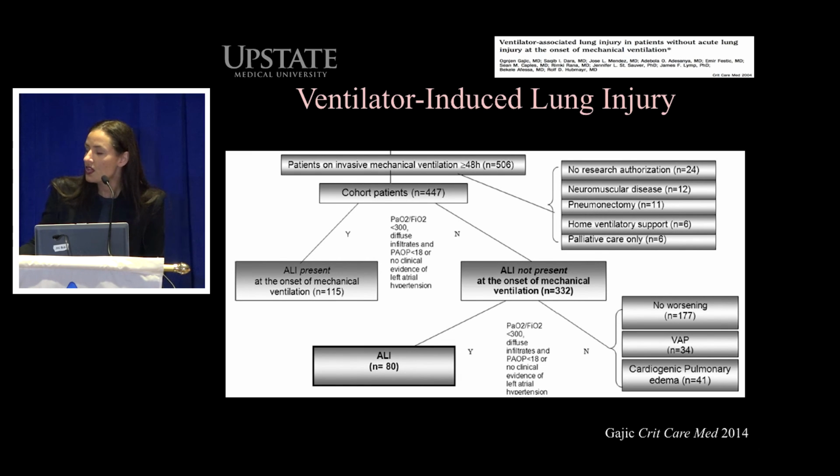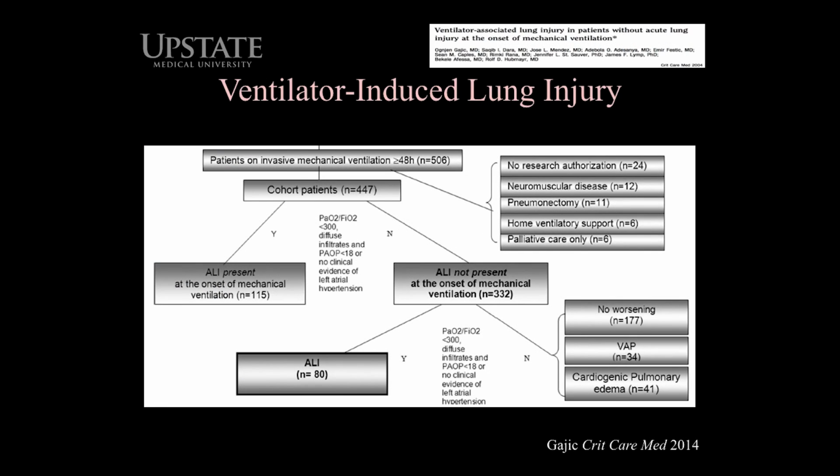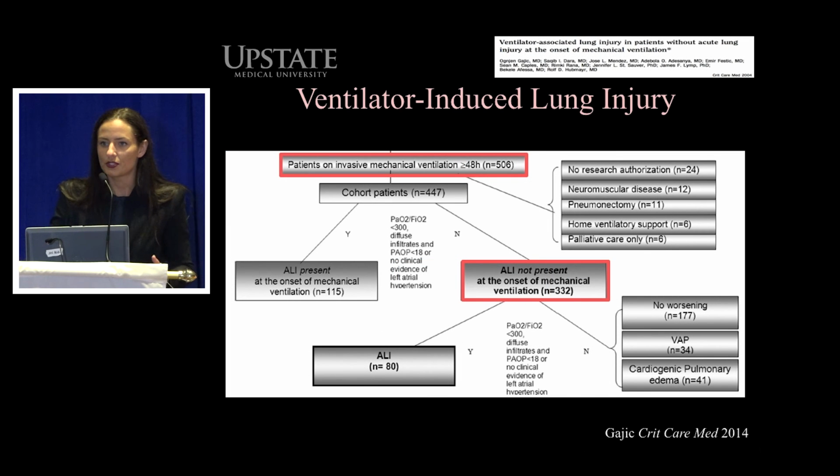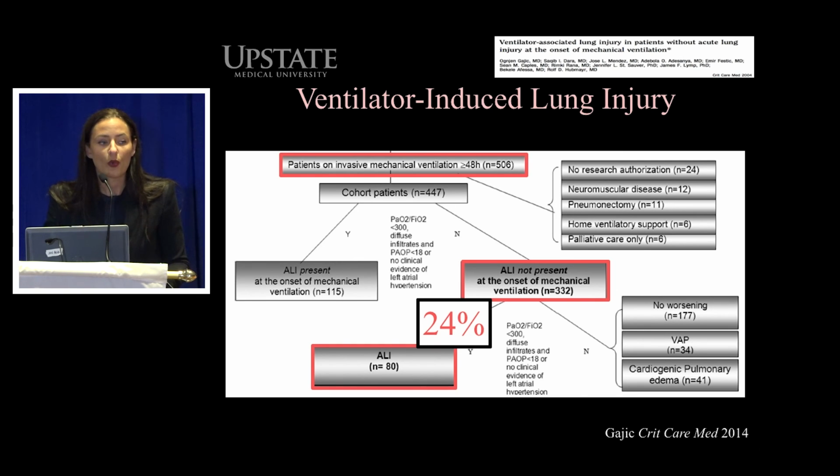this. So what do we know about ventilator-induced lung injury today? This was a publication by Hubmeier and Gajek, and they look at all the patients that were mechanically ventilated. In particular, they wanted to know which patients did not have injury at the onset of mechanical ventilation. In other words, which were the patients that required mechanical ventilation but didn't have an actual lung injury. And so they stratified the patients according to the presence of injury at the onset of mechanical ventilation. And then of those patients, of those 332 patients, they found that 80 of them, in other words, 24% of them, went on to develop a clinically significant lung injury.